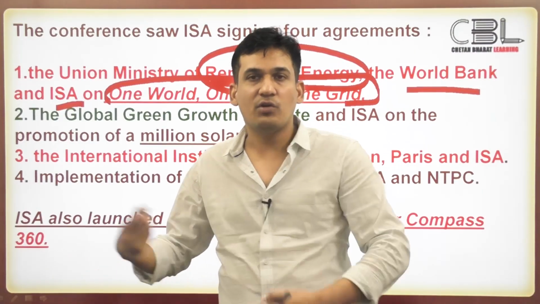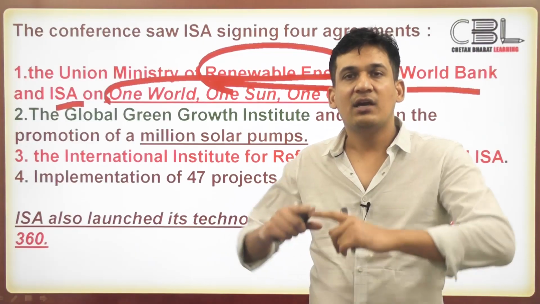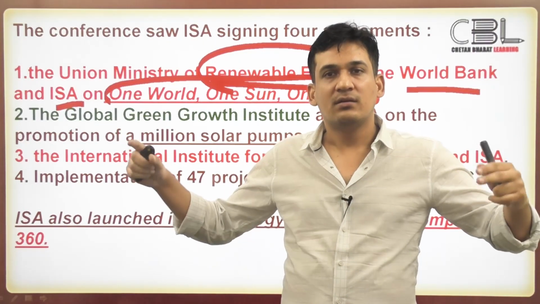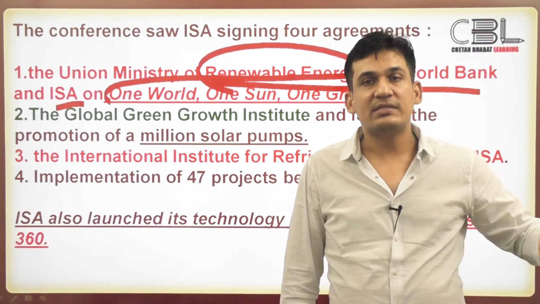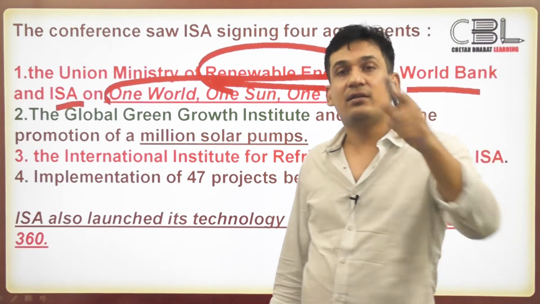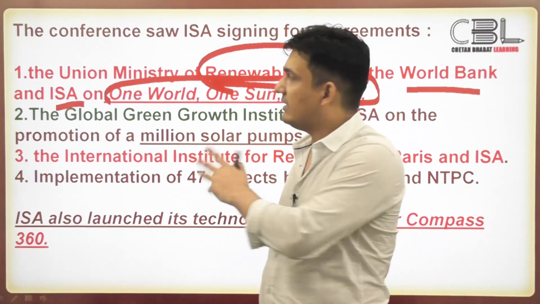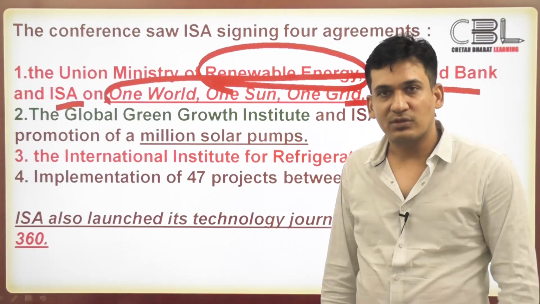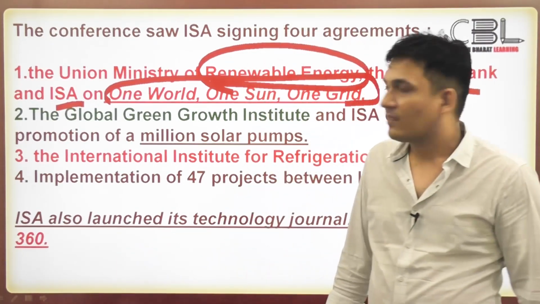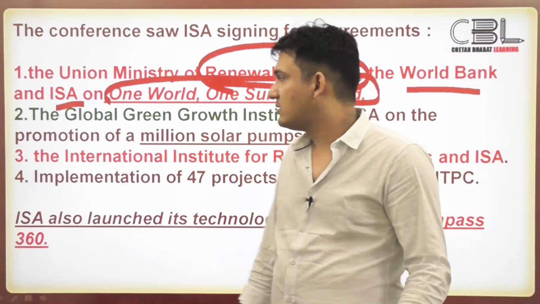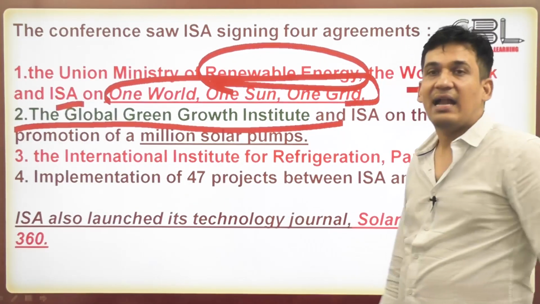We are going to cover it shortly. But the whole idea is to connect the entire world through a grid. Just like China is trying to connect this whole world physically, on land and through maritime routes, through its initiative called One Belt, One Road, similarly this idea, proposed by Modi ji, is a very ambitious idea that we will cover in a little while. The second thing that came out of this summit was the Global Green Growth Institute and ISA.